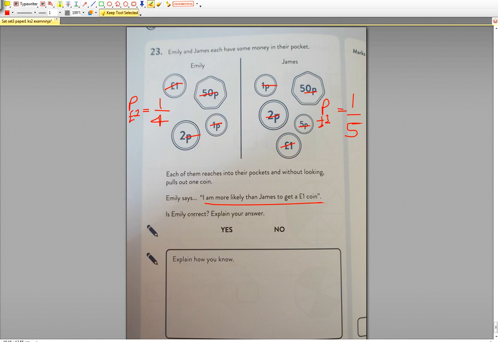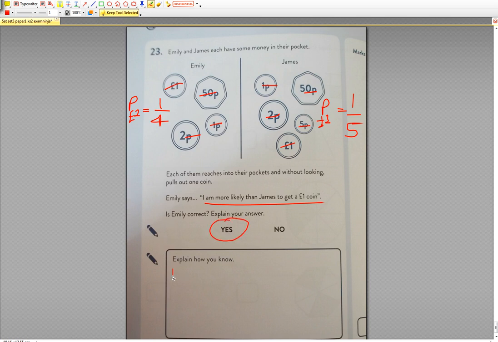Is a quarter bigger than a fifth? Of course it is. If you have a cake and you divide it into 4 pieces, and you have another cake divided into 5 pieces, which is the biggest slices? The one with the 4 pieces. They have bigger pieces. Yes. So what do we say? Is Emily correct? And the answer is yes.